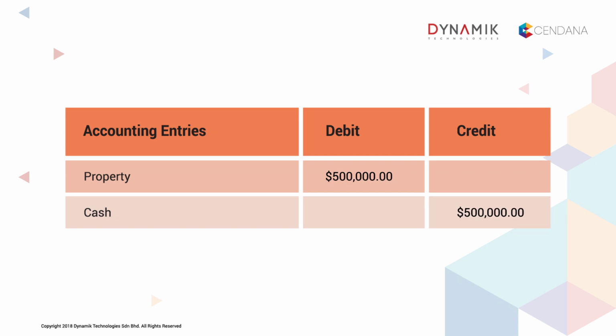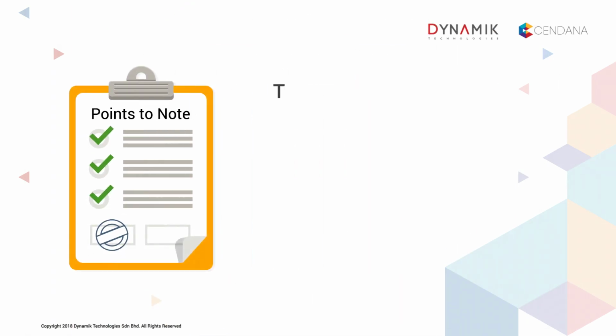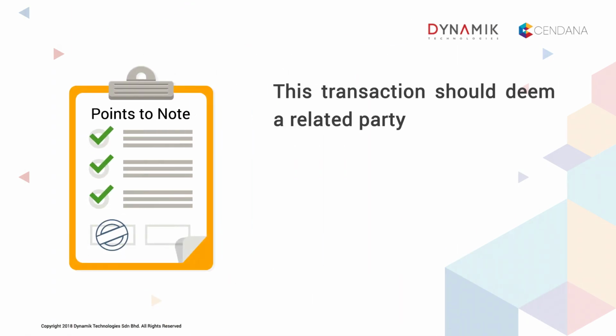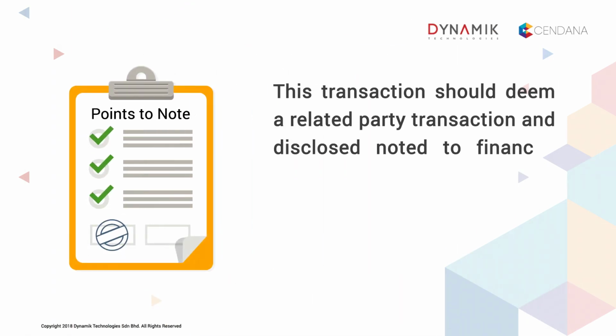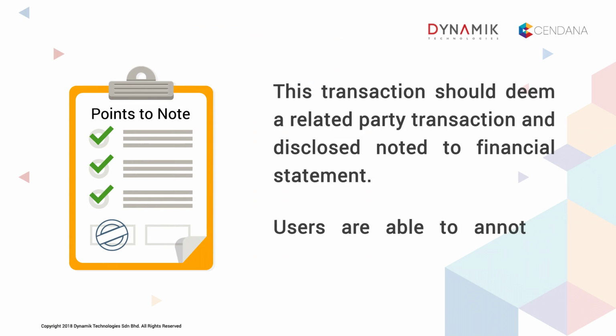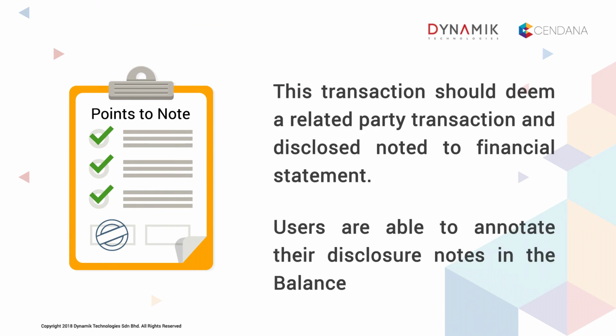This transaction can be recorded in BDAS 3 under Property, Plant and Equipment, which is a vendor bill transaction. Users should note that this transaction should be deemed a related party transaction and included in the disclosure notes to the financial statements. Users are also able to annotate their disclosure notes in the balance sheet.